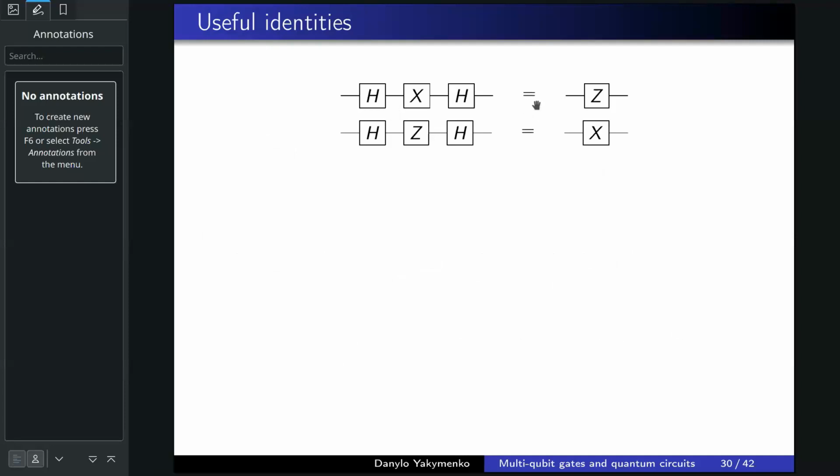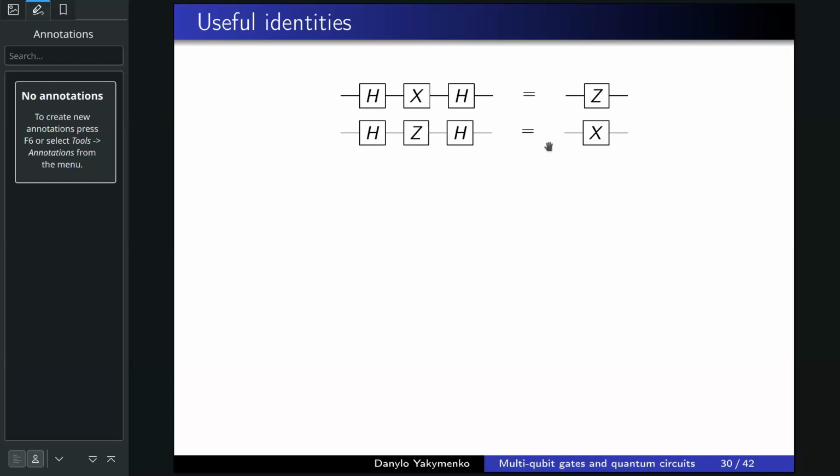What this identity means is that this is just an identity between single qubit circuits, and this means that the application of H, X, H is the same thing as the application of Z, a Pauli Z operator. And this H is the Hadamard operator, I recall. And similarly, if we apply H, Z, H in order, this is the same thing as the application of X.